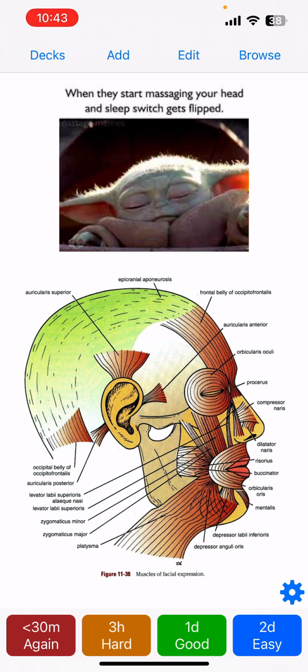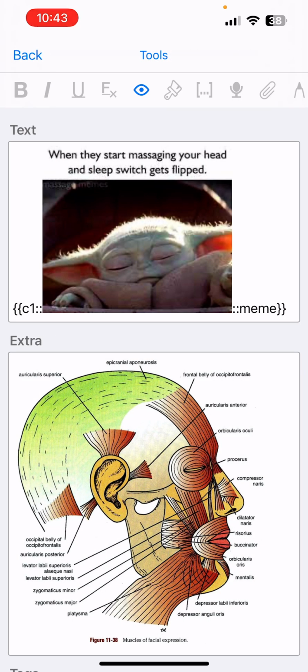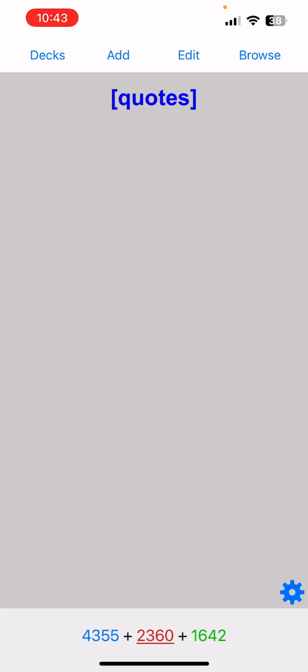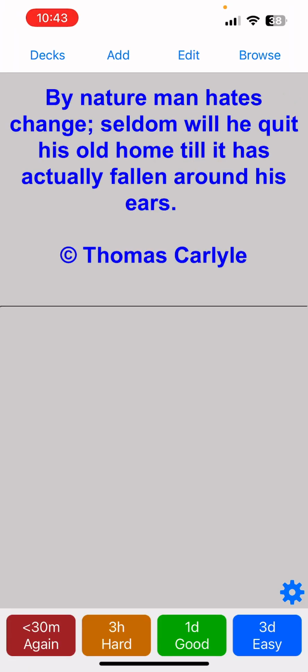When are the... Wait, what? Are these two different stuff? I feel like these are two separate stuff. Yeah, these are two separate stuff. I don't know why. When they start massaging your head and sleep, the sleep switch will flip. Why did I post this under it though? It's so random. It's the muscles of the head and the scalp and the neck.